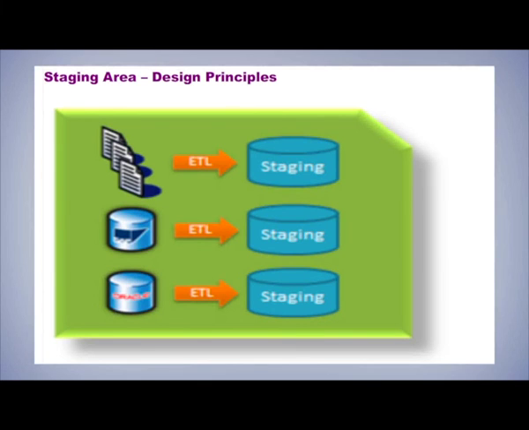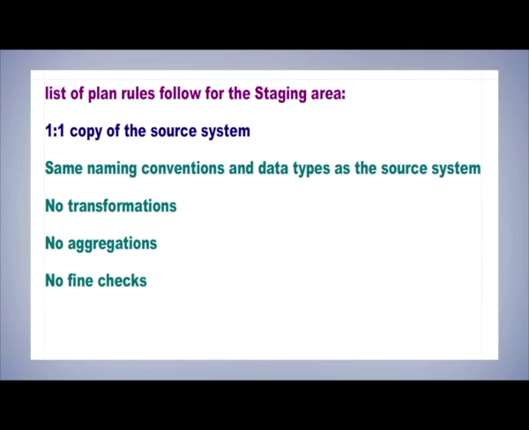The second one is the staging area design principles. This picture gives you a brief overview of how the design principles are applied. Let us see what are all the design rules that are followed for the staging area. The first rule is a 1:1 copy of the source system. The next one is the same naming conventions. That is, the same conventions should be followed for naming and data types as the source system. No transformations need to be applied, no aggregations and no quality checks.